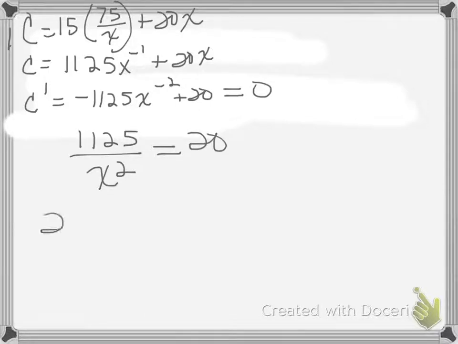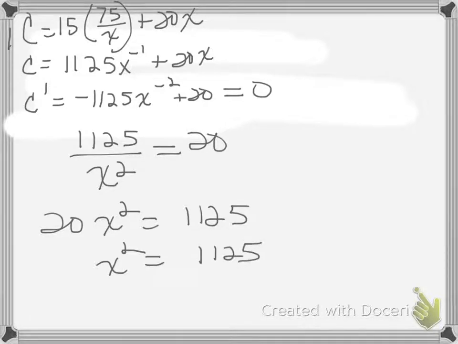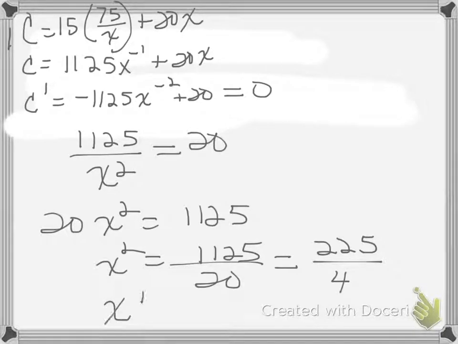So 20 times x squared equals 1125. x squared equals 1125 over 20. And I look at this and I realize I can reduce it by dividing the numerator and the denominator by 5, and I get this. Now, I don't want x squared, I want x, so x will be plus and minus the square root of 225 over 4. The square root of 225 is 15, and the square root of 4 is 2.